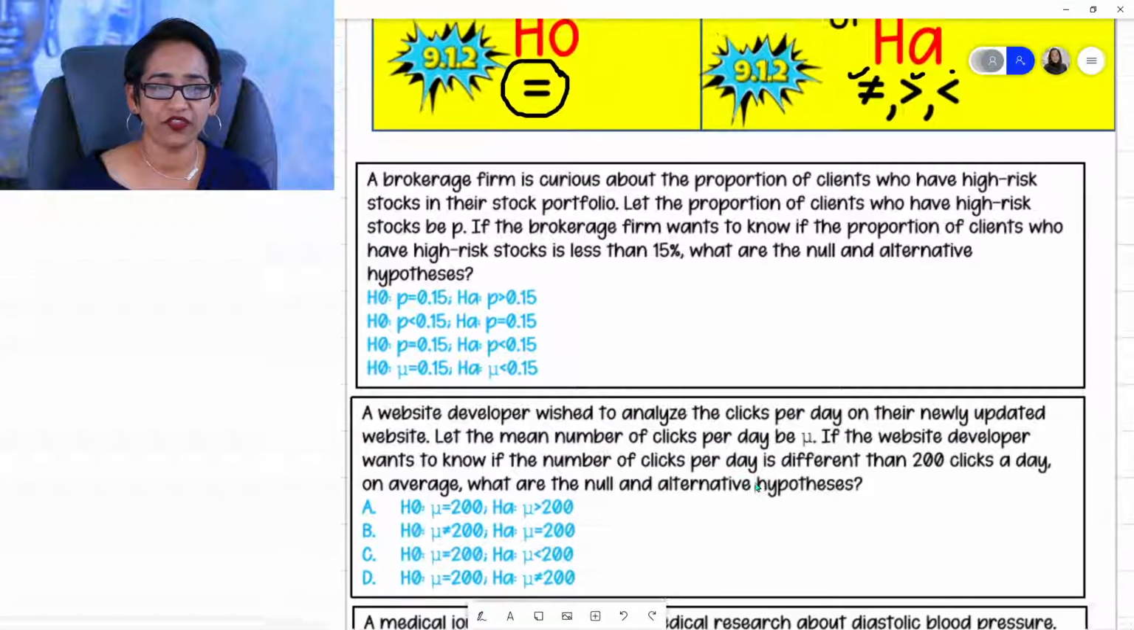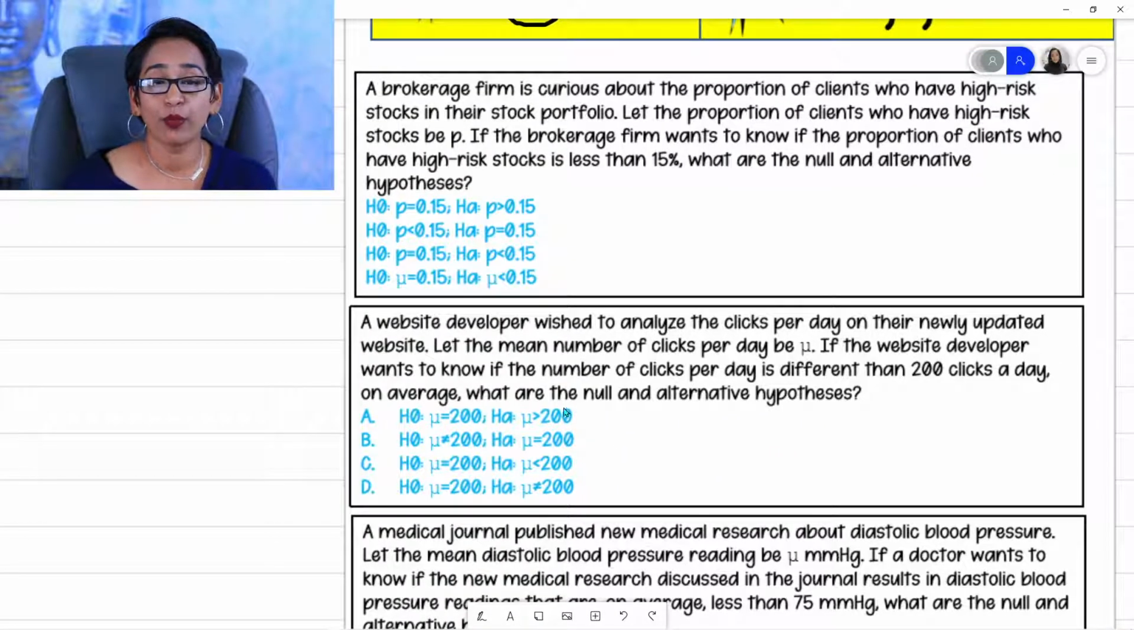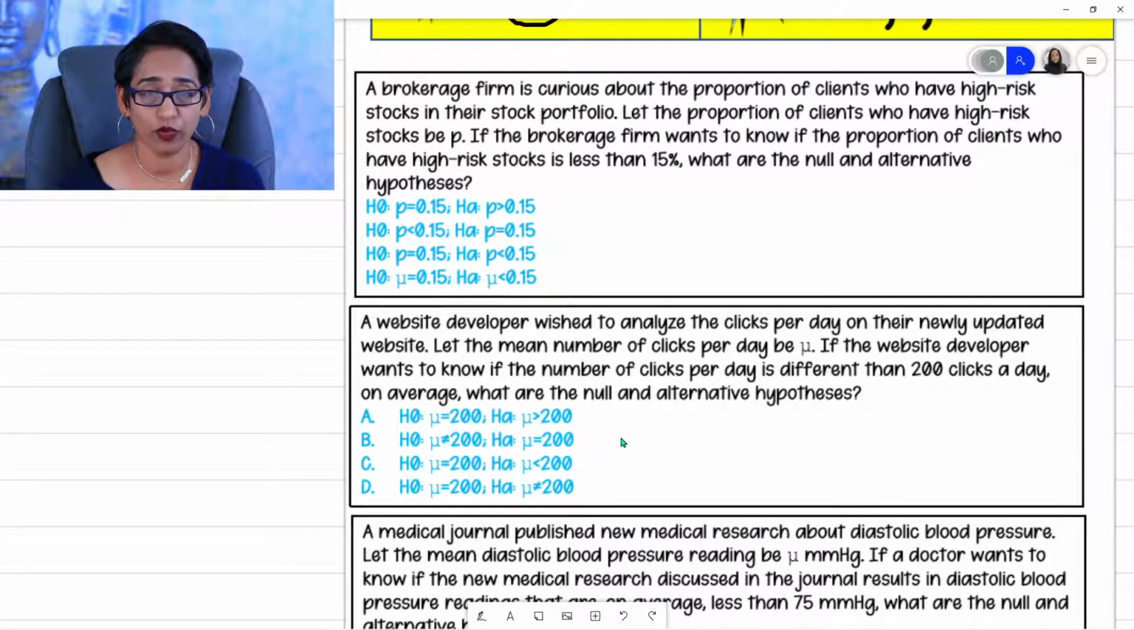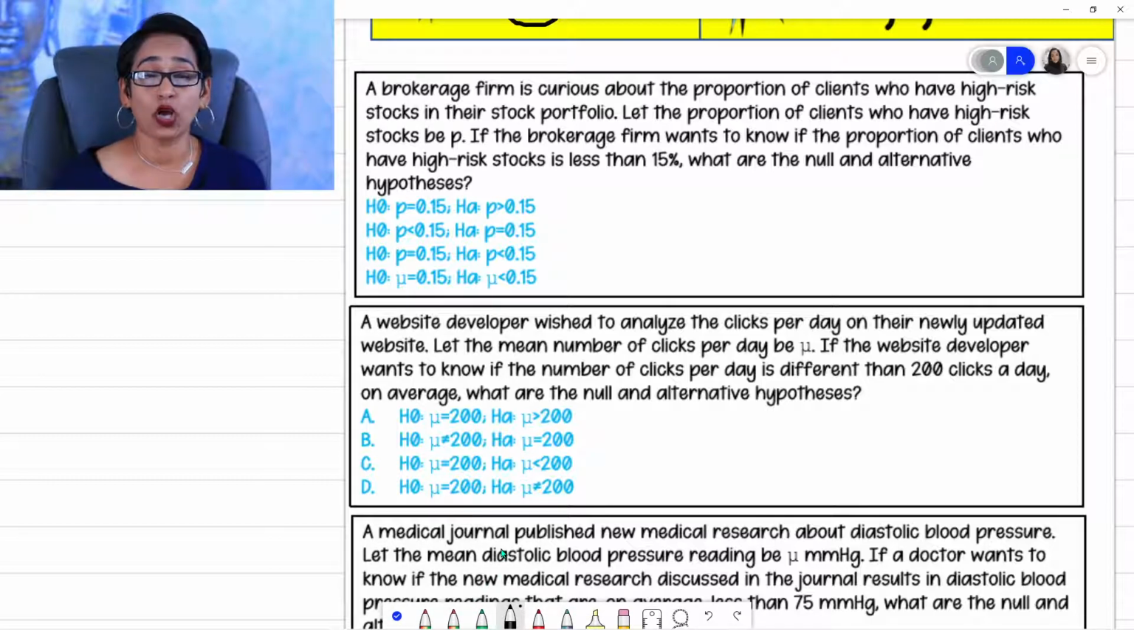I'm going to the first problem here. A brokerage firm is curious about the proportion of clients who have high-risk stocks in their stock portfolio. Let the proportion of clients who have risk stocks be P. If the brokerage firm wants to know if the proportion of clients who have high-risk stocks is less than 15%, what are the null and alternative hypotheses? I would highly recommend you pause the video here, reread the problem and see what's happening.